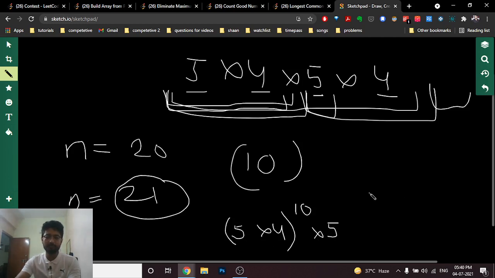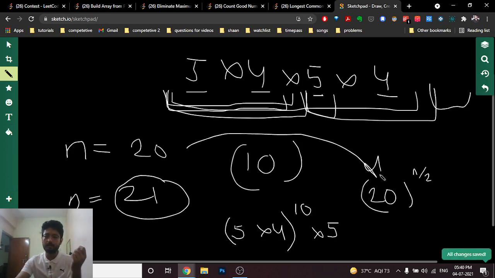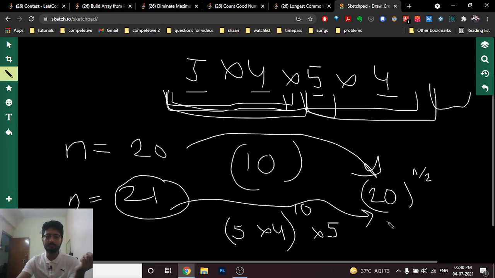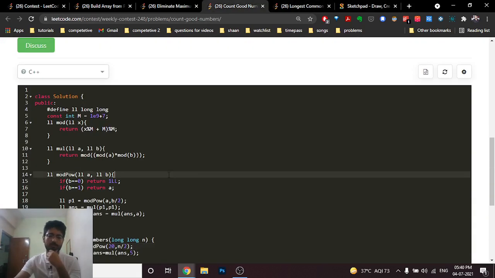So it is 20 to the power of n divided by 2 if n is even, and if it is odd, then you just have to multiply one more time by 5, because 5 will come at the odd count position. I hope you get the point. So that's the whole logic for this problem.